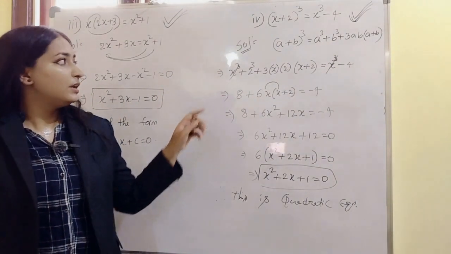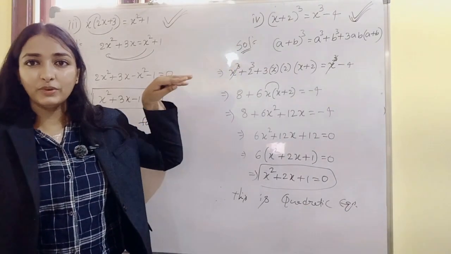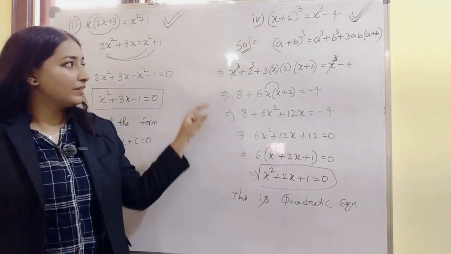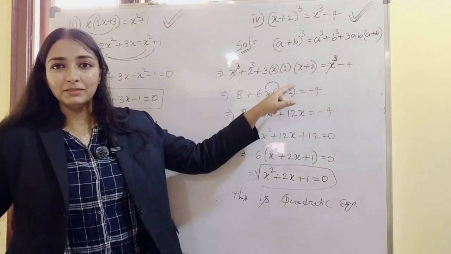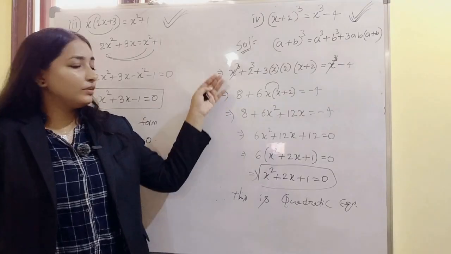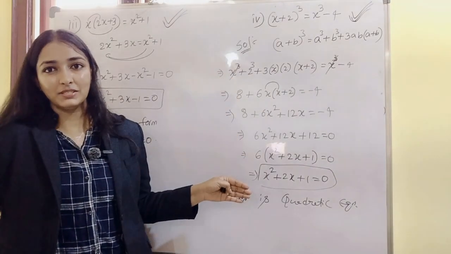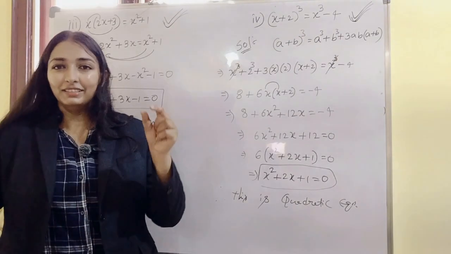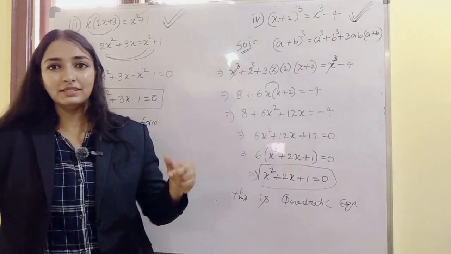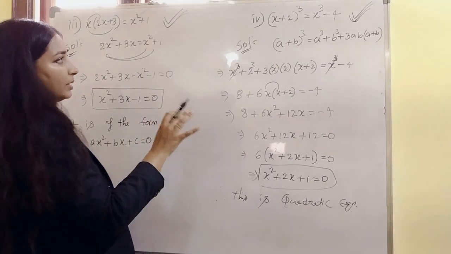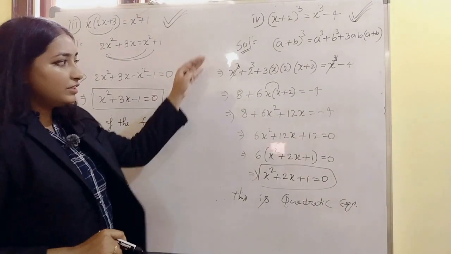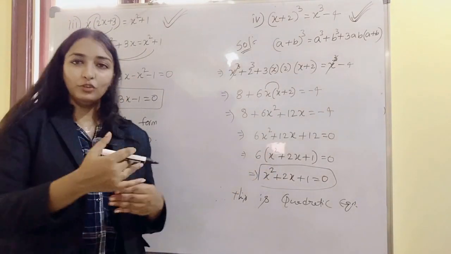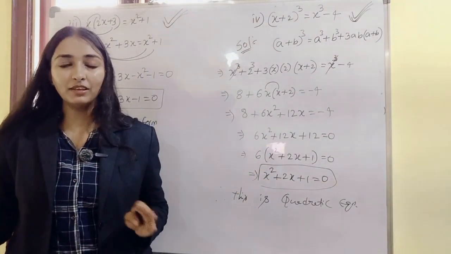Is it clear? By looking at the question, you may think it is a cubic equation. No, first you solve it. Look at this step: here the x cube terms got cancelled, and after that it became a quadratic equation. So by looking at the question, don't come to the conclusion that this is a cubic equation or this is a quadratic equation. First you solve it, and after getting the final expression, then you will get to know whether it is cubic or quadratic.